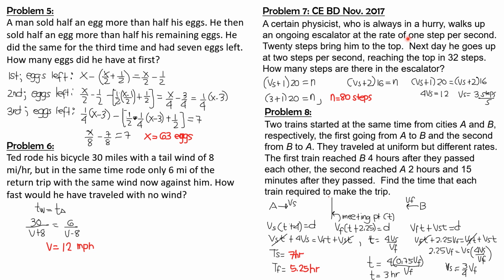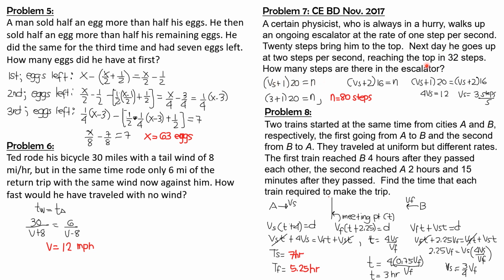It's stated here that the physicist walks up the escalator at the rate of 1 step per second, and after 20 steps he or she is now at the top. So that means 1 step per second times time equals 20 steps. So that means the time is 20 seconds. So effective speed times time is equal to the number of steps. This is steps per second times 20 seconds. So that's the number of steps.